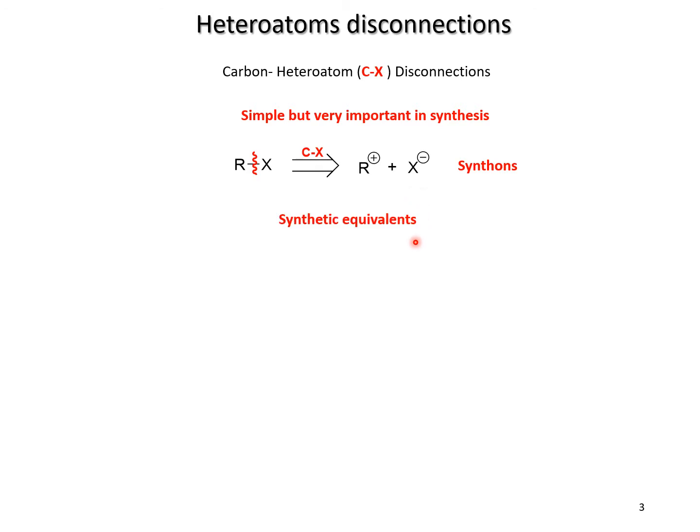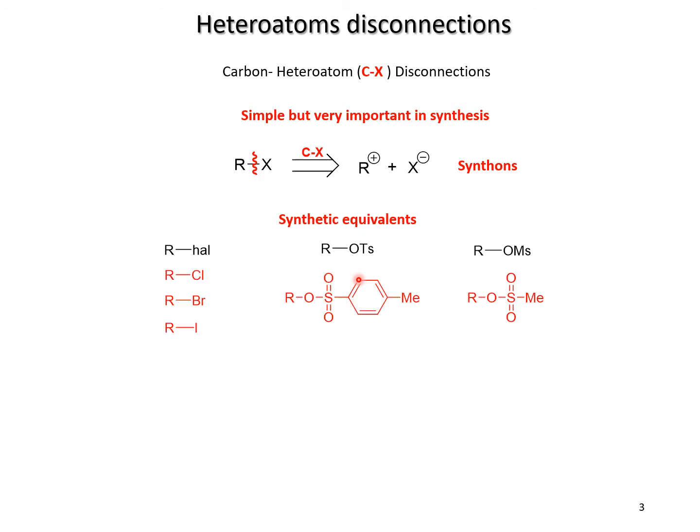So as a synthetic equivalent, we can have any compound with a halogen, which acts as a leaving group, or we can have an activated alcohol. We have seen how to activate an alcohol in a previous video. Remember that the hydroxyl group itself is not a very good leaving group. So these are the typical compounds that we can use. This one, for instance, is a tosylate, which is a typical activating group of an alcohol, or you can also use a mesylate. That depends on what you want to do in the lab.